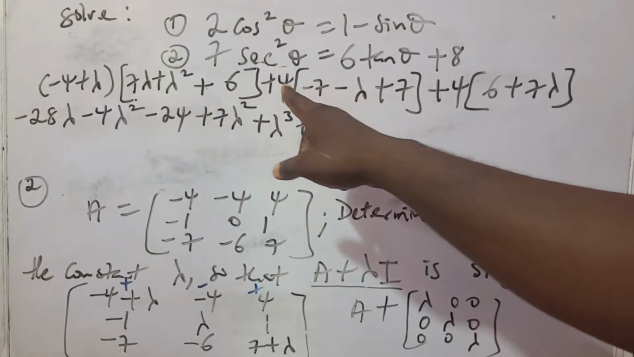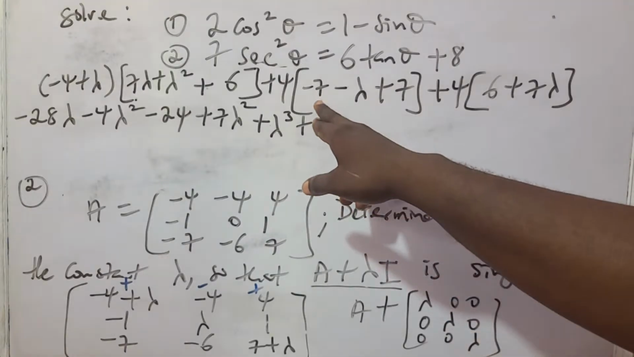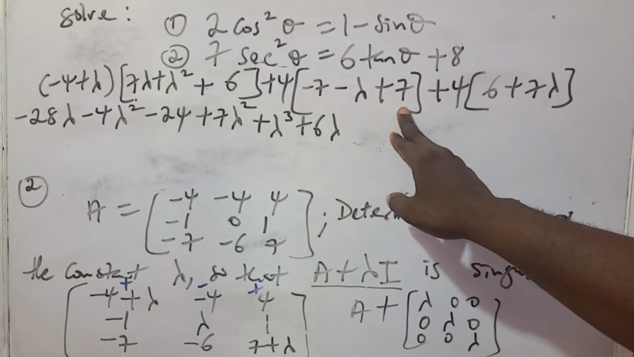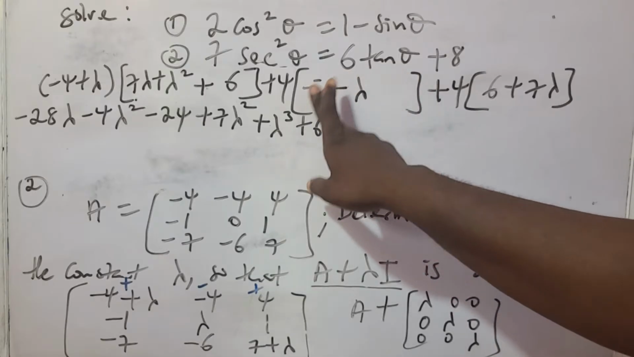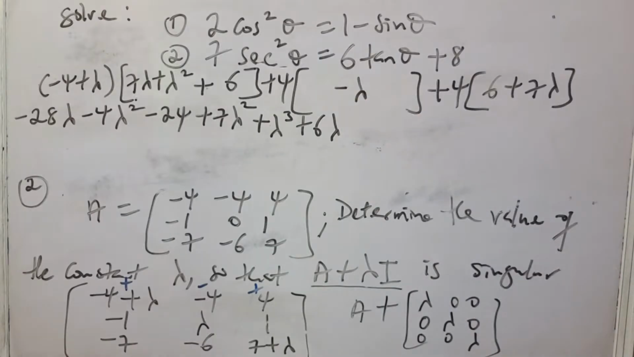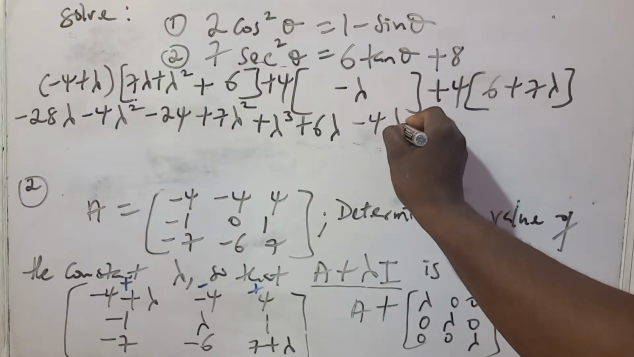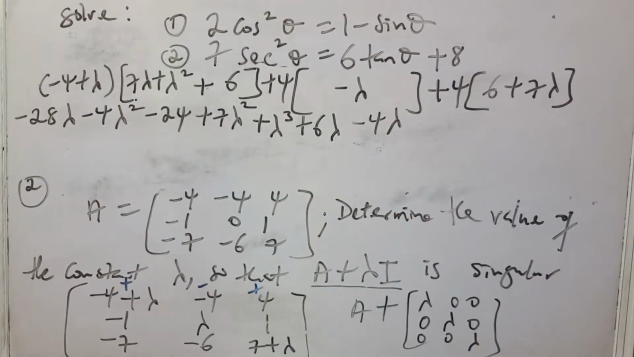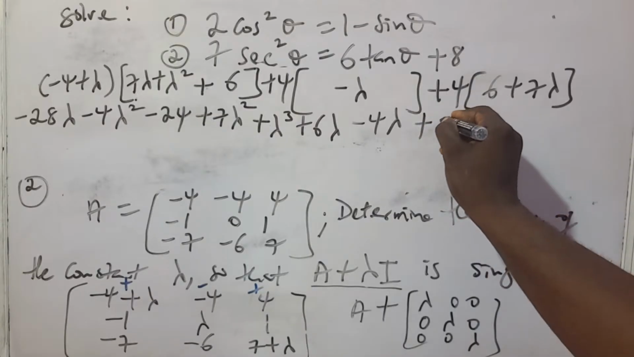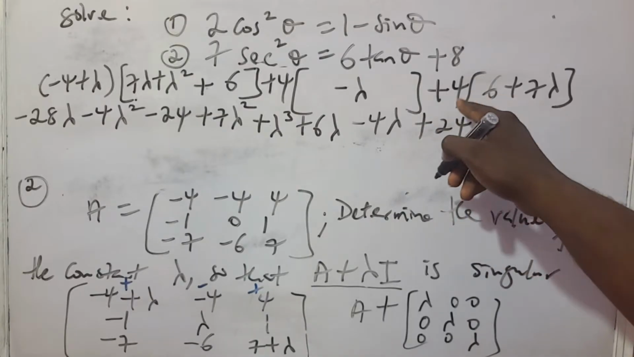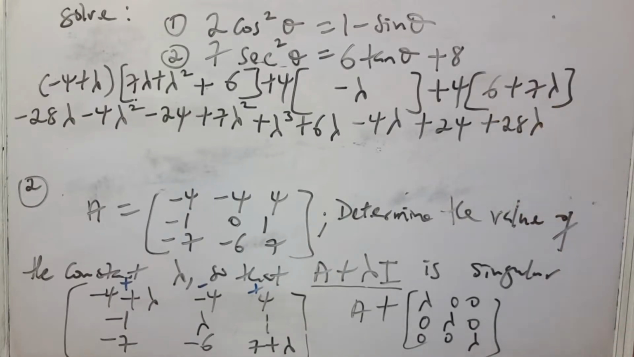Let's do for this other side now. One thing I can notice here is that we have minus 7 and 7. So obviously it looks like this will be dissolving, so we'll be left with only minus lambda. So 4 times minus lambda, that will be minus 4 lambda. All right, good. So we're left with this. We have 24. 4 times 6 is 24. 4 times 7 lambda, that's 28 lambda.